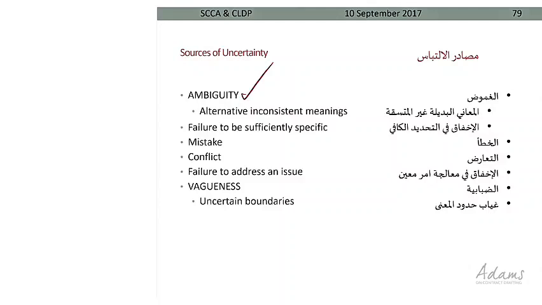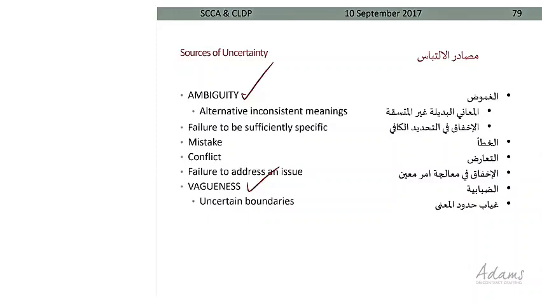Then you have these other kinds of confusion, for example, where you have two conflicting provisions. You can't have both of them working in the contract. Or you just don't address an issue. But the other big source of confusion is vagueness. Vagueness isn't a matter of alternative meanings, it's a matter of uncertain boundaries.